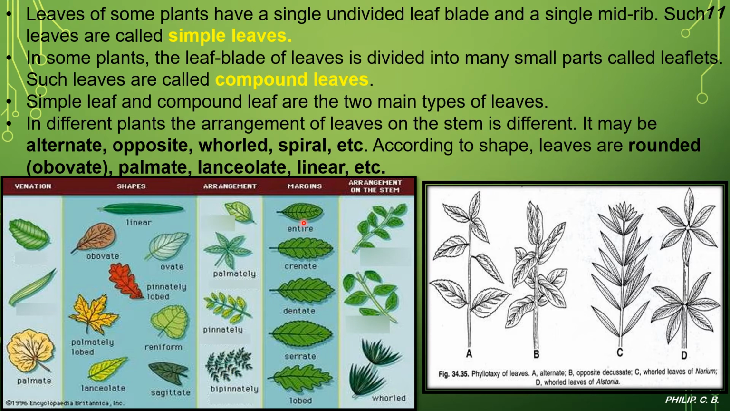Then margin: entire, here crenate, here dentate, serrate and lobed. So now I don't have to explain this individually. From the shape of the leaf you can understand lobed, small lobes are present. Serrate, like saw-like edges. Dentate, you can see the dents present in between. Crenate, again the shapes like small pointed ends in each part. Entire, completely rounded. Then alternate, you can say, is the arrangement on the stem, which is whorled, that is like a floral arrangement. Clear? So I think this additional picture will help you to understand more about the leaf.